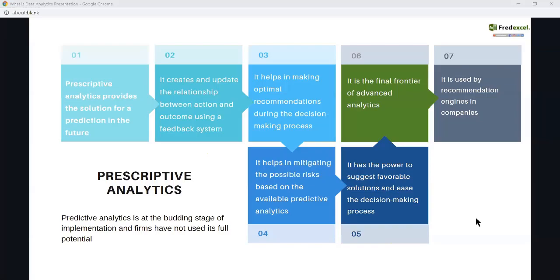So this one, let me call it the features, has the power to suggest favorable solutions and ease the decision-making process. This one is more automated. Prescriptive analytics is at the budding stage, as I said initially, of the implementation, and firms have not used its full potential. So that's where the future is. Firms have not really used much of prescriptive analytics. It involves more programming. It involves more going to the future. The machines take over the things we do. And that is really prescriptive analytics.